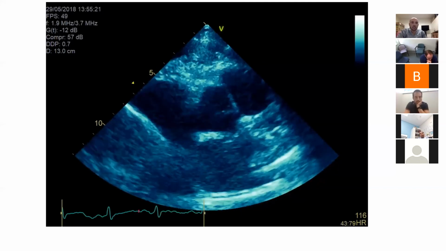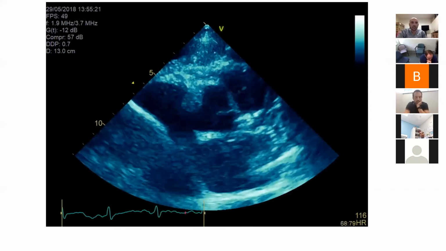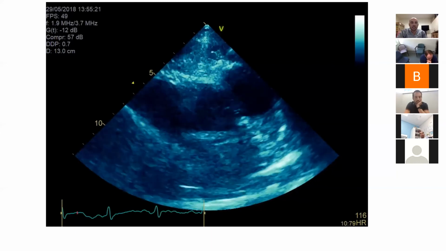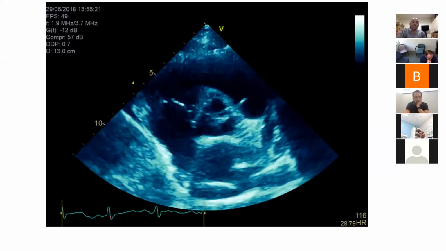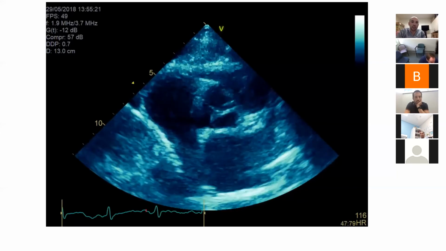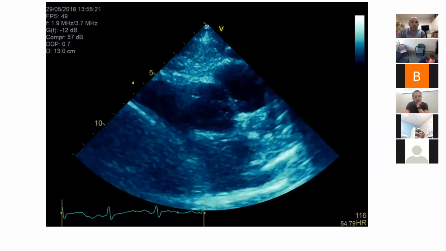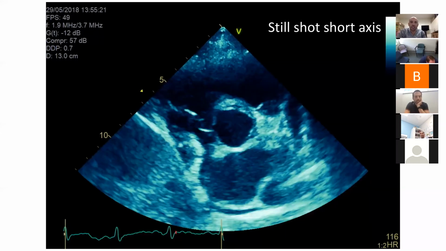Any comment on the aortic valve? So I can't really see enough of it to comment. Sorry. Okay. It looks thickened? Oh, yeah. No, it looks normal. Okay.